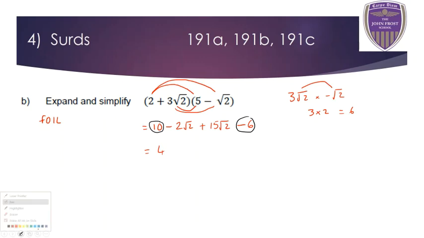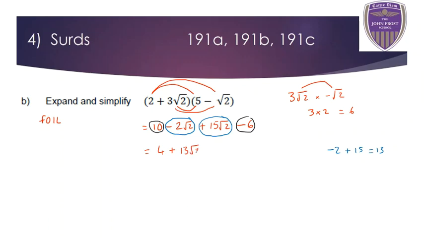Then collect together all your root 2s. So you're starting at minus 2 root 2, so you're starting at minus 2 on your number line, and you add in 15 to it. If you do minus 2, add 15, that gives you positive 13. So here it's add 13 root 2. And that's your simplified answer for that question.